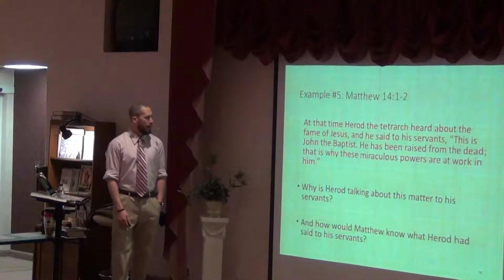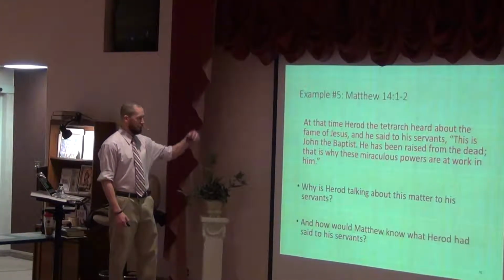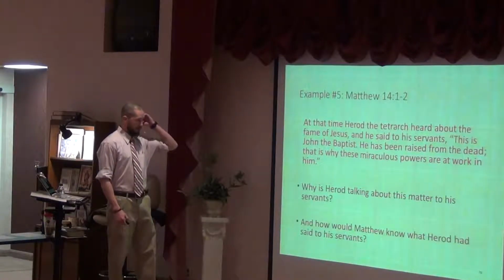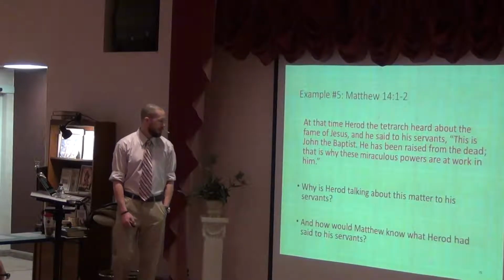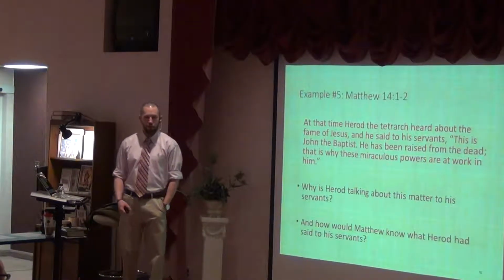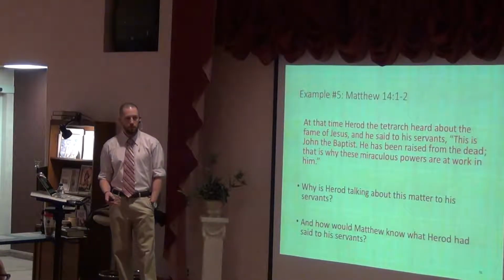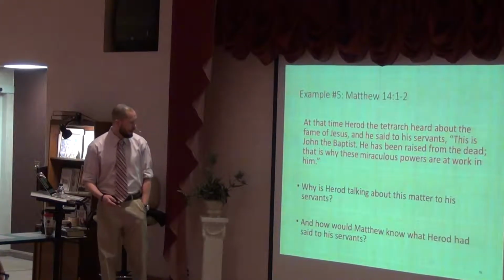Okay. "At that time, Herod the Tetrarch heard about the fame of Jesus, and he said to his servants, 'This is John the Baptist. He has been raised from the dead. This is why these miraculous powers are at work in him.'" Number one, why is Herod talking about this matter to his servants? If you're a king, why are you going to be talking to your servants about this sort of stuff? And then number two, how would Matthew know what Herod had said to his servants?